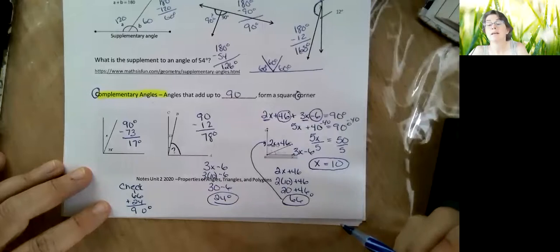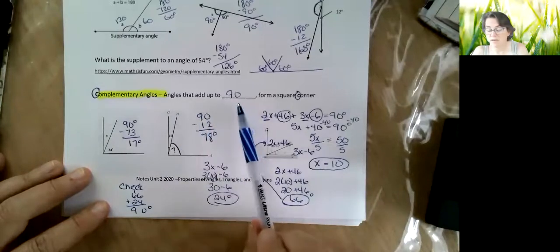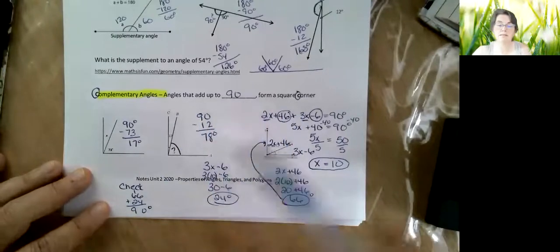So there'll be a question every once in a while where you actually have to do a bunch of work. But for the most part, you need to remember that complementary angles form a corner, which is 90 degrees, and supplementary angles form a straight line, which is 180 degrees. And that is it for this video.